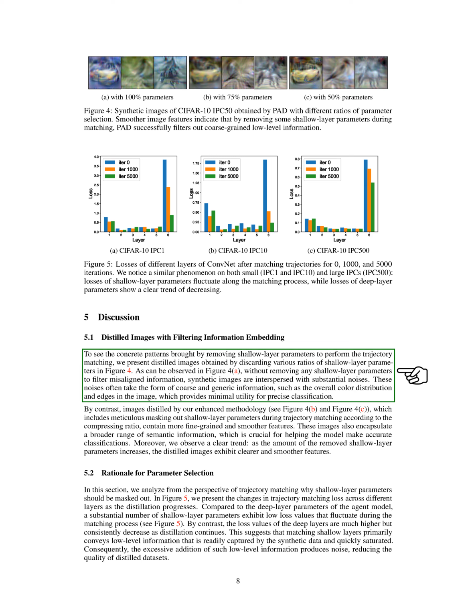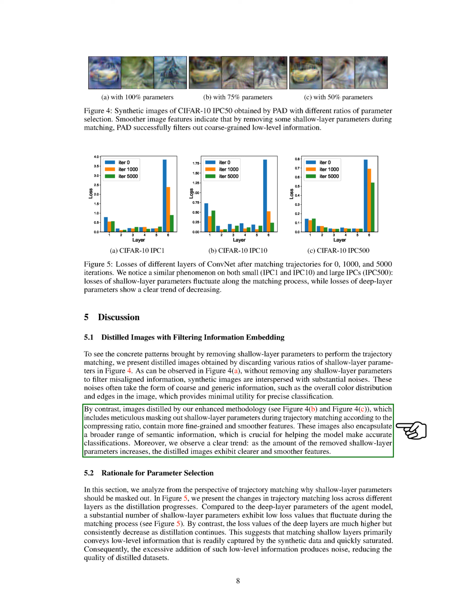We also illustrate the effects of removing shallow layer parameters on trajectory matching through distilled images, as shown in Figure 4. Without filtering, the synthetic images are cluttered with noise, primarily consisting of basic color distributions and edges, which are not helpful for accurate classification. In contrast, our enhanced method produces distilled images with finer features and richer semantic information, aiding the model's classification accuracy. We observe a clear trend. As we increase the removal of shallow layer parameters, the images become clearer and smoother.